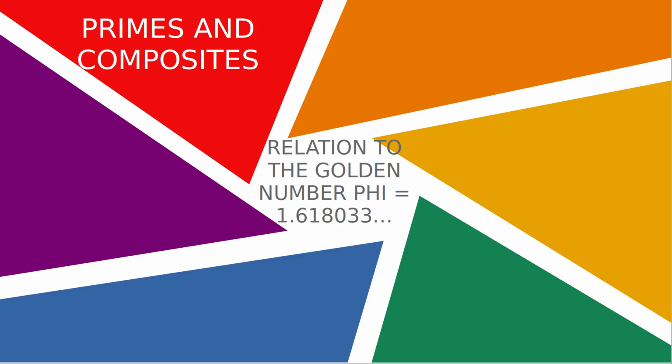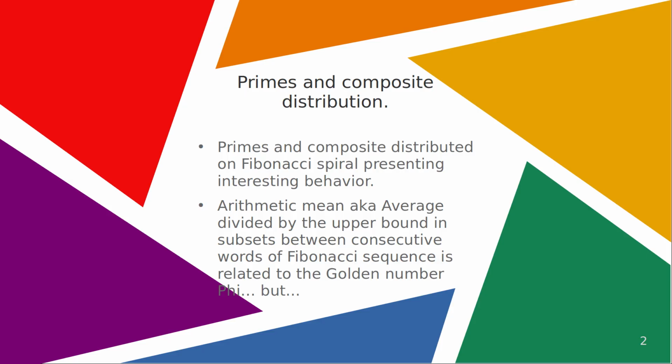The central claim is that there is a specific, quantifiable relationship between the distribution of prime and composite numbers, the Fibonacci sequence, and the golden ratio, also known as phi. Specifically, the author posits that if you take the arithmetic mean or average of all prime numbers or composite numbers that fall between two consecutive Fibonacci numbers, and then divide that average by the larger of the two Fibonacci numbers, the result closely approximates half of the golden ratio, that is, phi divided by 2.